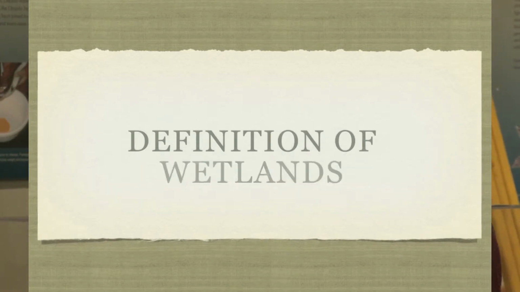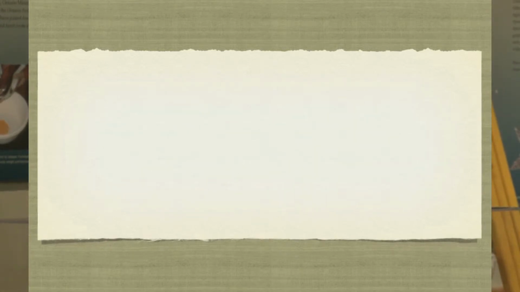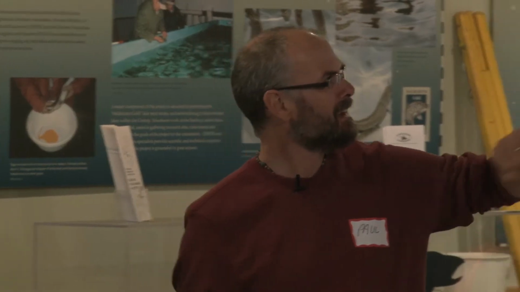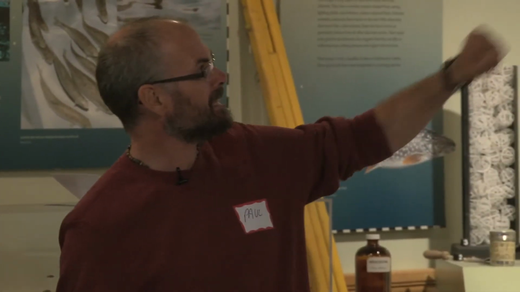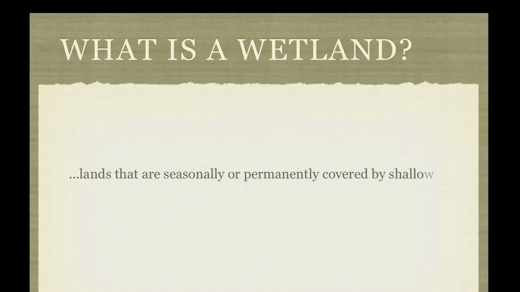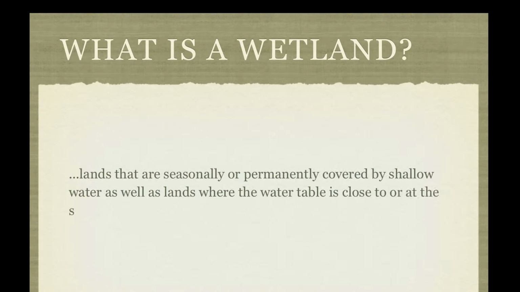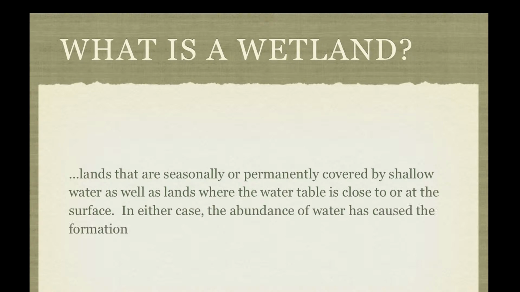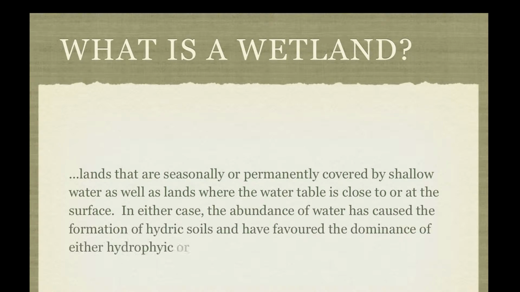So probably the first place to start is really, what is a wetland? And we can get all technical and pull up the government definition, which states that, were you ready for this? Lands that are seasonally or permanently covered by shallow water, as well as lands where the water table is close or at the surface. In either case, the abundance of water has caused the formation of hydric soils and has favored the dominance of either hydrophytic or water-tolerant plants.